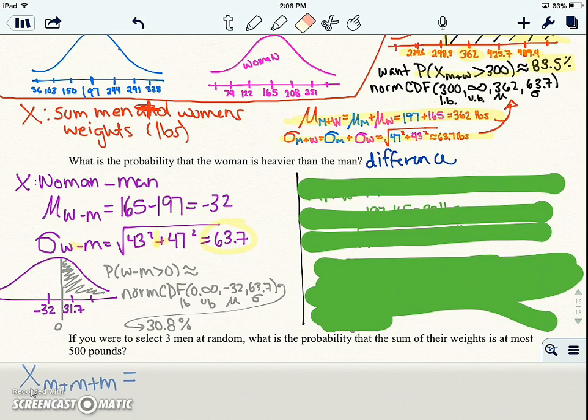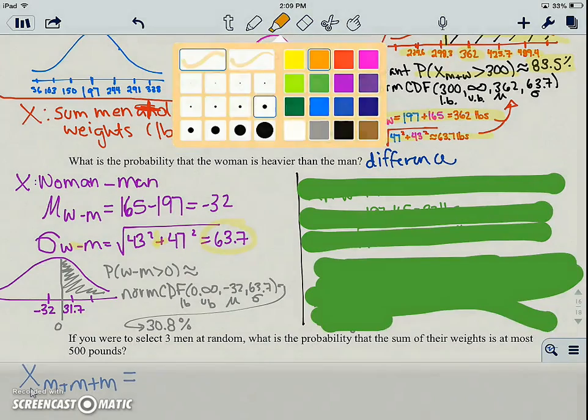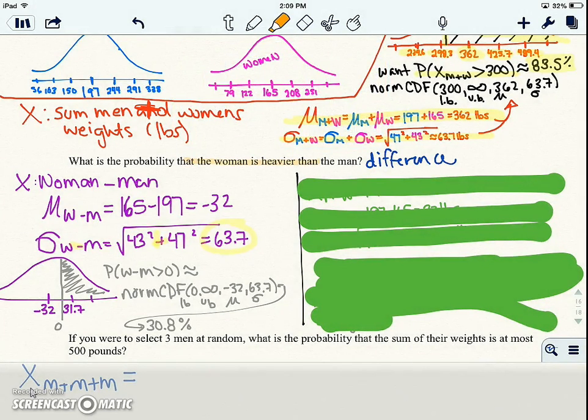And then we draw our picture and think about it. If the woman is heavier than the man, then in this case, because the woman is first, our difference should be greater than 0. So that's what we look for. And the probability of that happening is 30.8%.